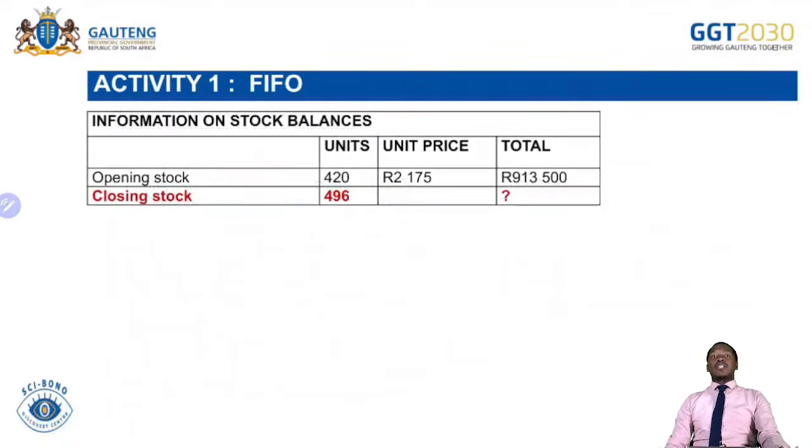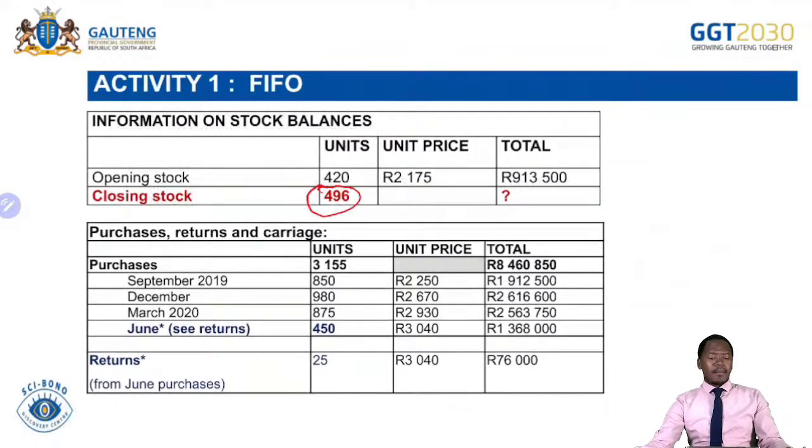Now, grade 12, information given to us regarding the balances. We have our opening stock and then we have our closing stock. You can read that, grade 12. For 20 units, 2,175, which is our unit price. And then we have a total of 913,500. And then our closing stock, grade 12, very, very important. If I'm dealing with FIFO, I would have to know how many units I am left with. Very important, grade 12. So knowing my closing stock is of great importance. That is the first thing I need to know when I'm dealing with my FIFO and when I'm dealing with my weighted average method.